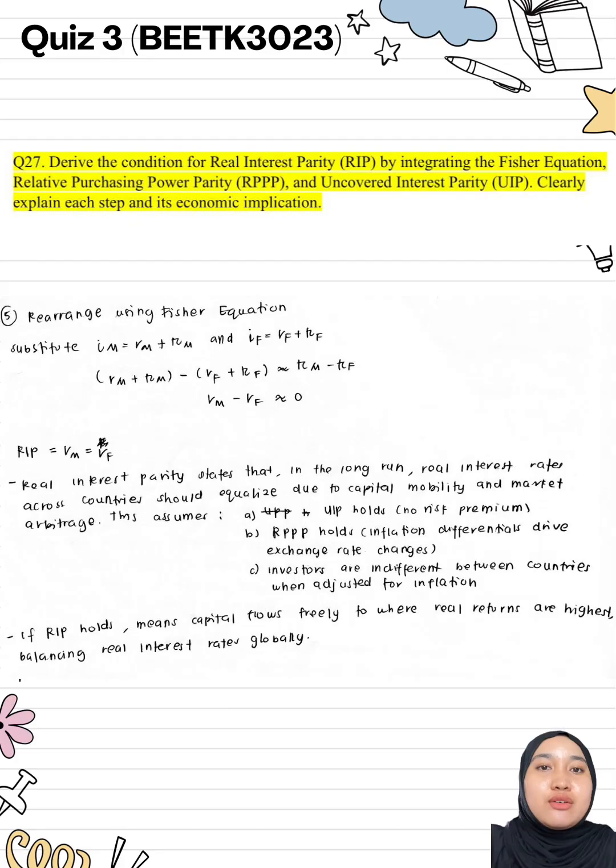This means, in the long run, real interest rates should be equal across countries if capital markets are open and there is no arbitrage. So, any difference in nominal interest rate must be due to differences in inflation.